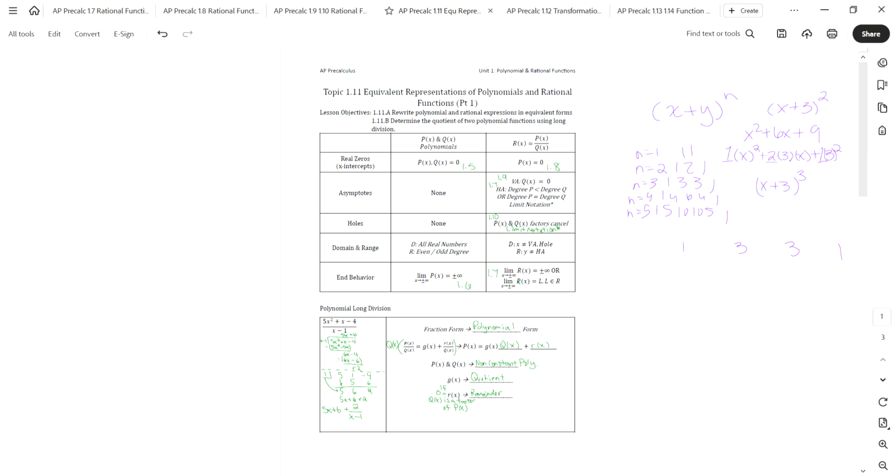So let me demonstrate this. If I do 1, 3, 3, 1, this first one, before I do all the simplifying, is 1 times x to the third times 3 to the 0. 3 plus 0 is 3. This is a plus. What do you think the next combination will be?